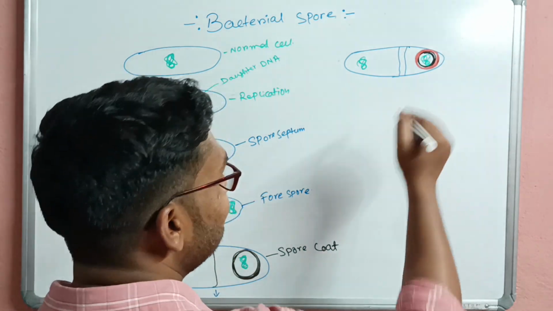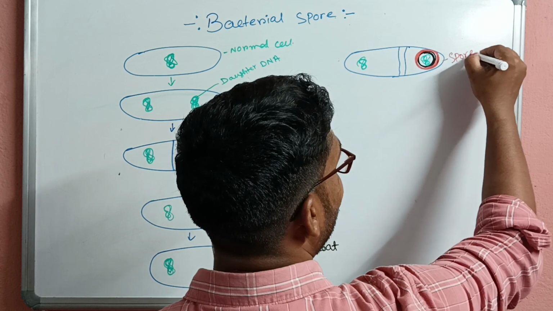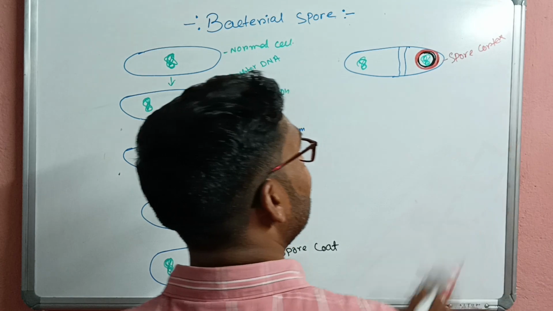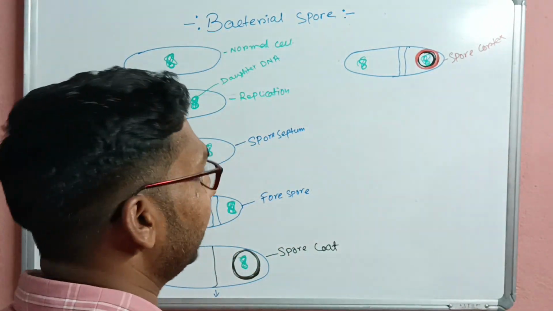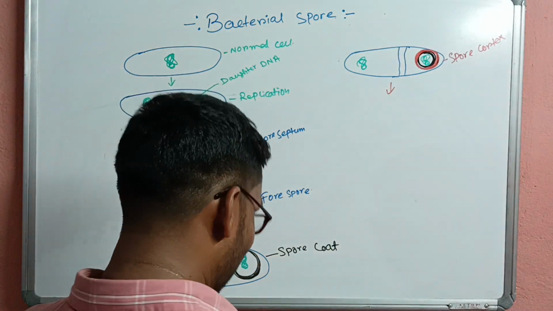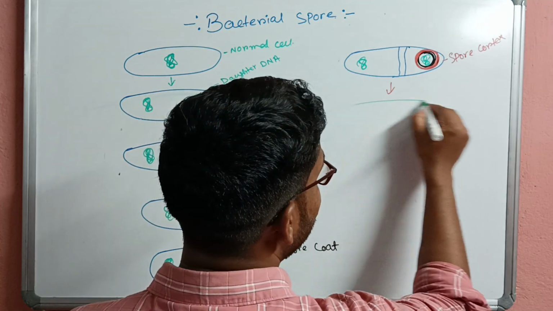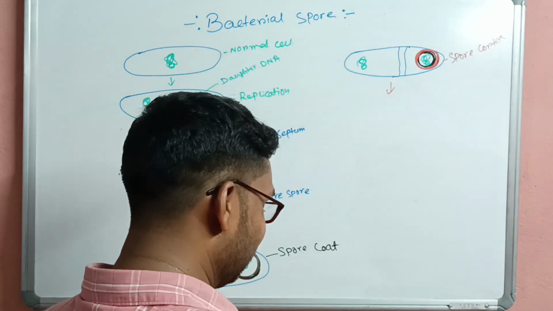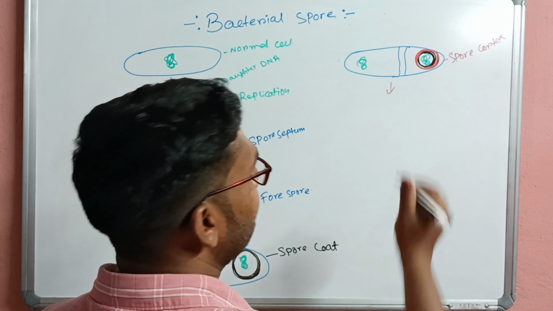So this process is called the spore cortex. After formation of the spore cortex, it normally releases a lysozyme enzyme, which breaks the cell and releases the spore.